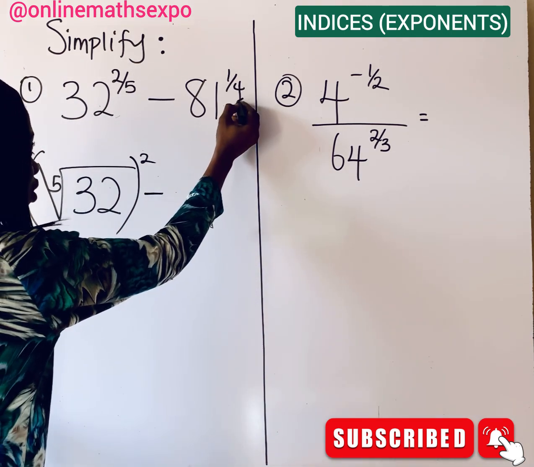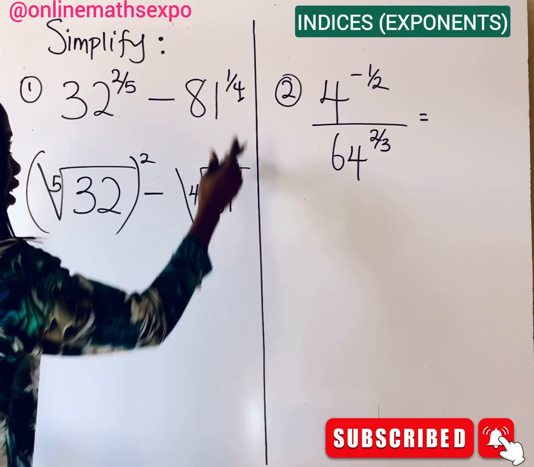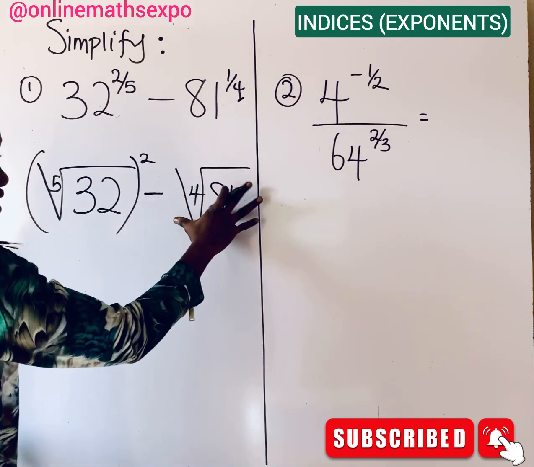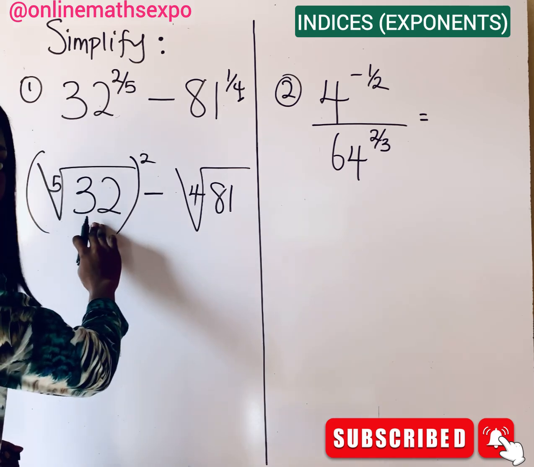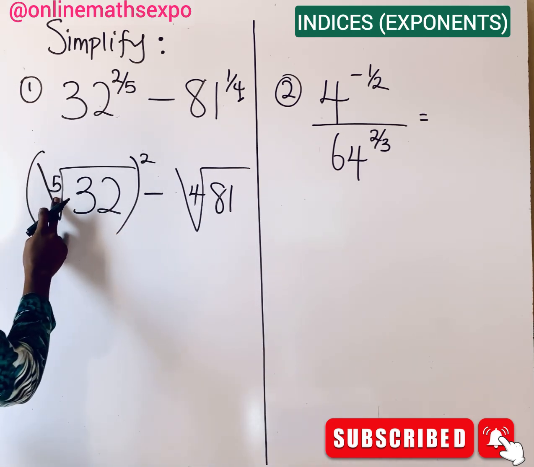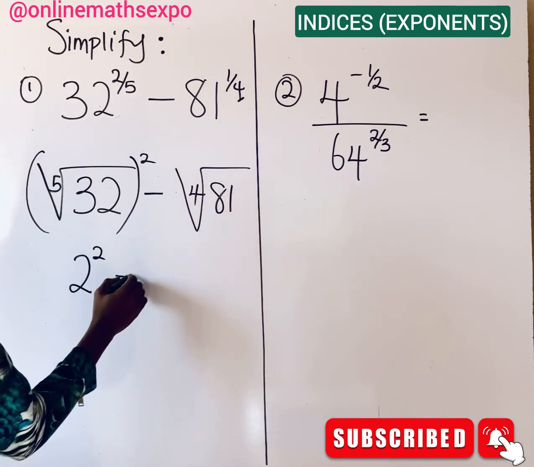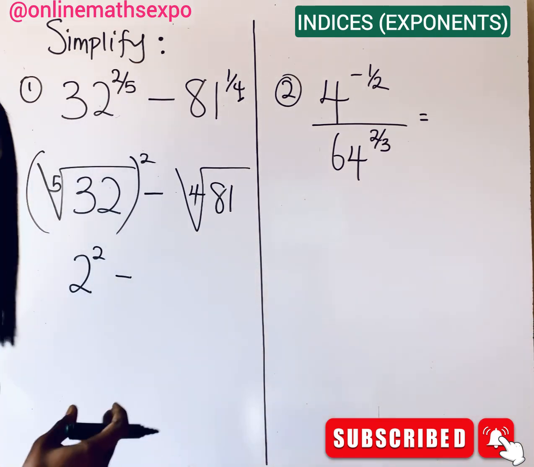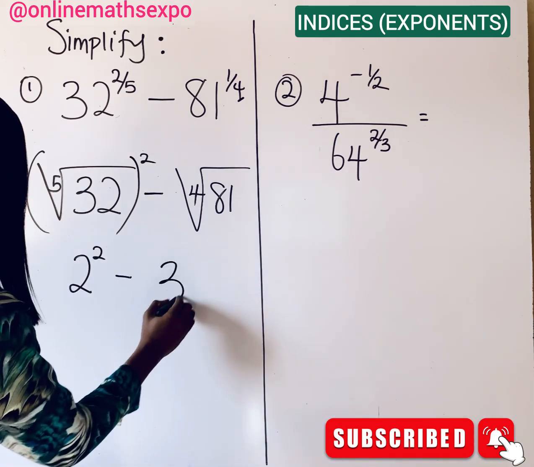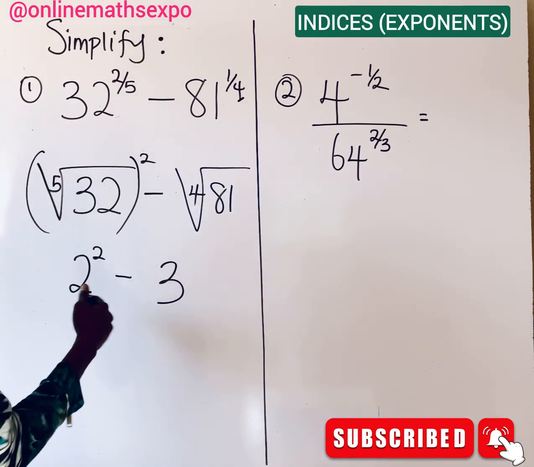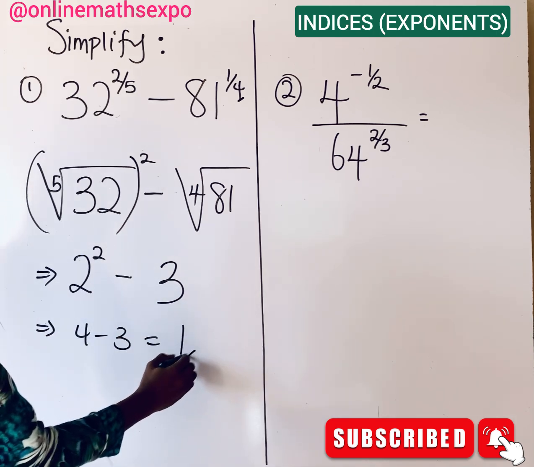Minus here, use this to form the root. So it becomes the fourth root. 81 will be inside. Remember, anything raised to the power of 1 is itself. I hope it's clear. So you ask yourself, what number will I multiply 5 times to give me 32, because of this 5? That number is 2. So we have 2 to the power of 2, minus. What number will you multiply 4 times because of this to give you 81? It is 3. So 2 to the power of 2 is 2 times 2 to give you 4. So we have 4 minus 3, which gives us 1 as the answer.